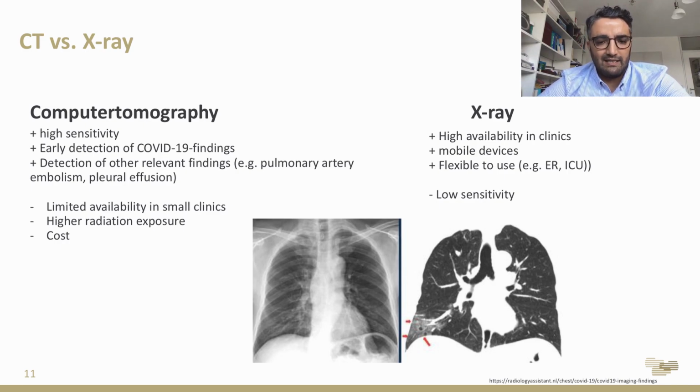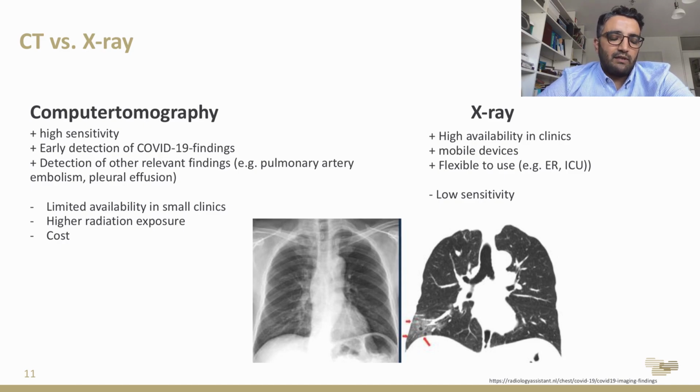In the chest X-ray, you can see it's a normal chest X-ray. Every radiologist will write a normal report for this chest X-ray. But when the patient has a CT, then you see these mild changes in the lung, in the lower part of the right lung. They were seen in the CT, but here you cannot see them. So this is what we mean with sensitivity, that CT is more sensitive than X-ray, and it can also detect COVID in the early phase than X-ray. It can detect other relevant findings, of course, like pulmonary artery embolism. Other findings you can detect better.